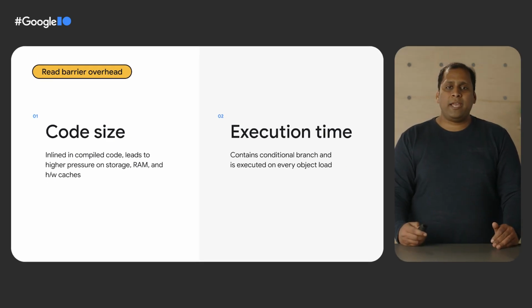But this leads to higher demand on not just storage but also RAM and the hardware caches. And when it comes to the execution time, this barrier, which also contains a conditional branch, is executed every time an object is loaded. Furthermore, this cost is even higher when the GC is running, as the read barrier has to do more stuff than otherwise.